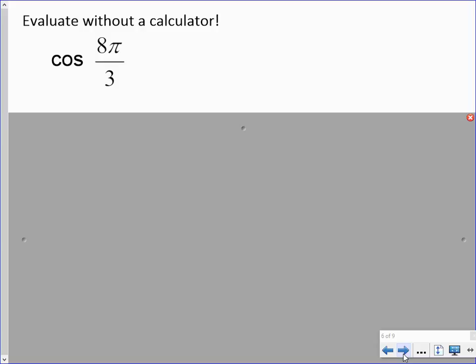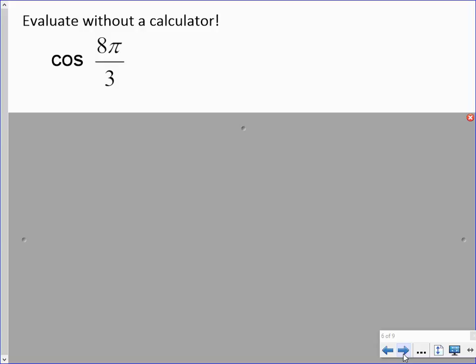Evaluate without a calculator. The cosine of 8 pi over 3. Okay, so think about the quiz on Friday is going to be no calculator, calculator. I could ask a question like this on the no calculator piece. So you don't have a calculator, you don't have your unit circle, and I'm just saying, what's the cosine of 8 pi over 3? Now, compared to what we've done previously, a lot of people would be thinking, I don't know, 8 pi over 3 isn't on the unit circle, right? So what do you think we might do in order to be able to evaluate this?